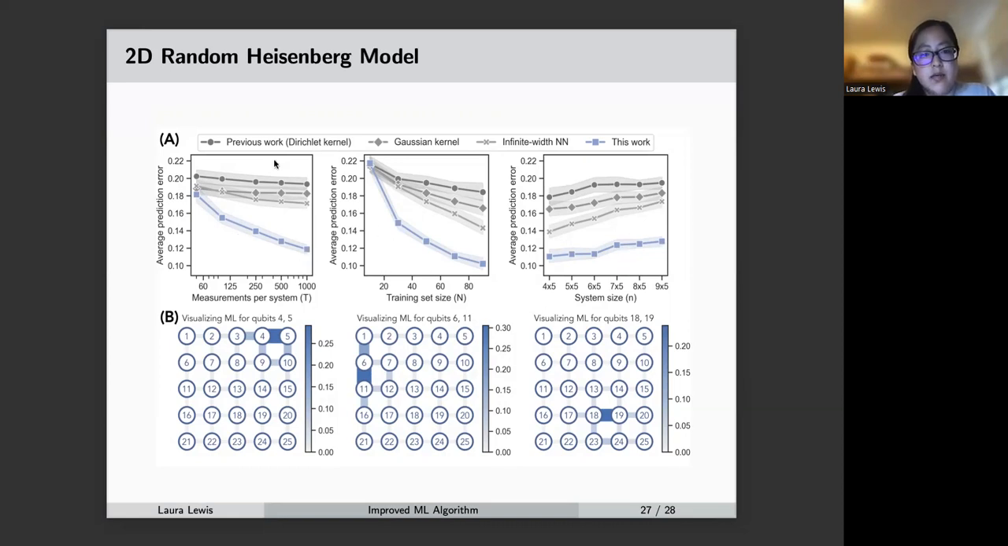One thing that we see in this left and center figure is that this emphasizes the improvement on scaling in terms of epsilon. Why is that? On the x-axis of the leftmost figure is the measurements per system, in particular the classical shadow size, and we have the average prediction error on the y-axis. And here we have the training set size on the x-axis, and again, average prediction error on the y. What we see is that as the measurements per system, the classical shadow size, increases, or as the training set size increases, the average prediction error drops at a much higher rate. So this shows the improved scaling in terms of epsilon of the training set size.